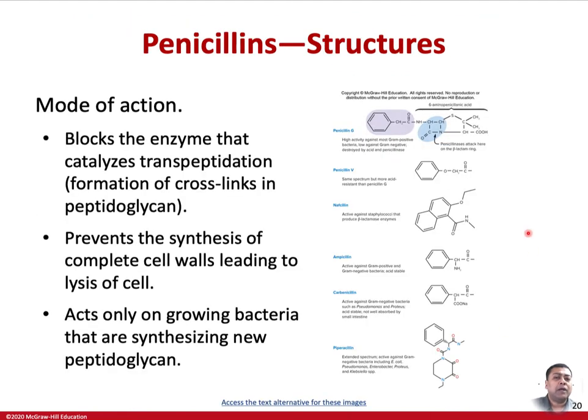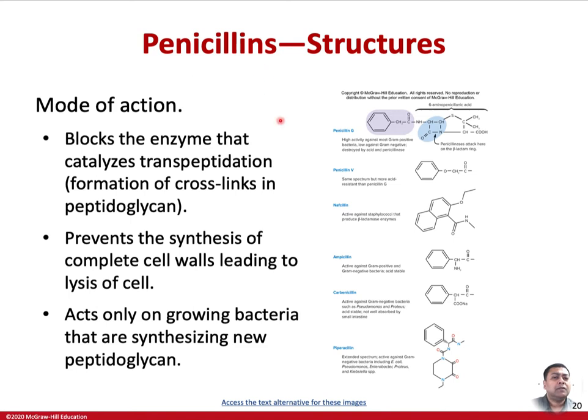So first, take a look at different kinds of antibiotics and their mode of action. It blocks the enzyme that catalyzes the transpeptidation, or formation of cross-links, between the peptidoglycan. If you remember, we have the N-acetylglucosamine and N-acetylmuramic acid, known as the NAG and the NAM, and you have these pentapeptides coming out. The terminal two amino acids in these pentapeptides are D-alanine and D-alanine attached to each other.